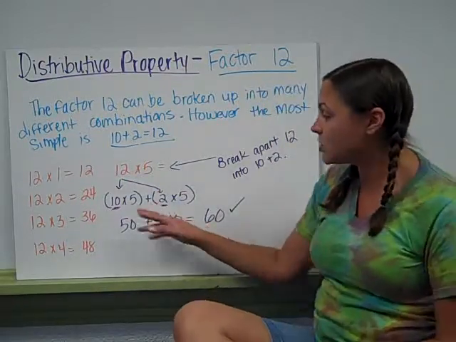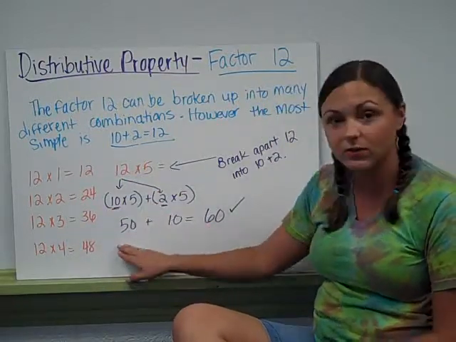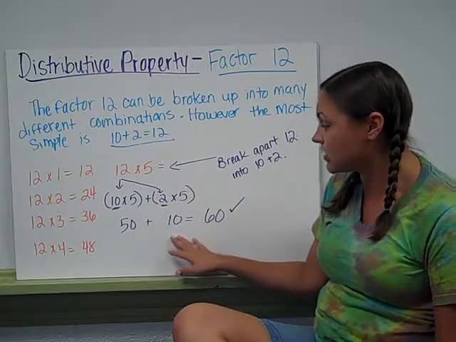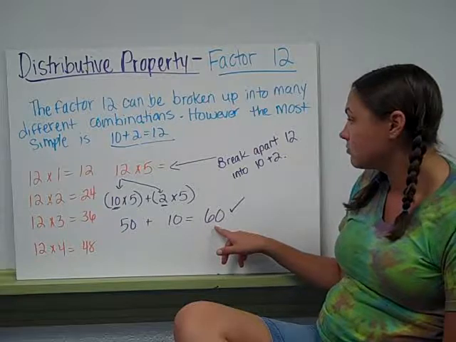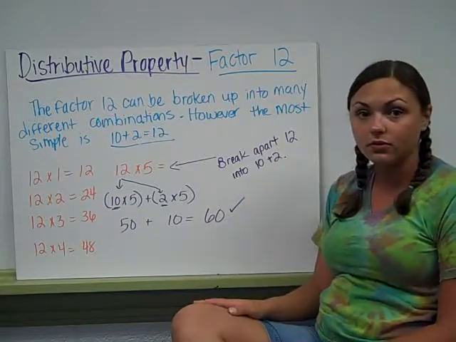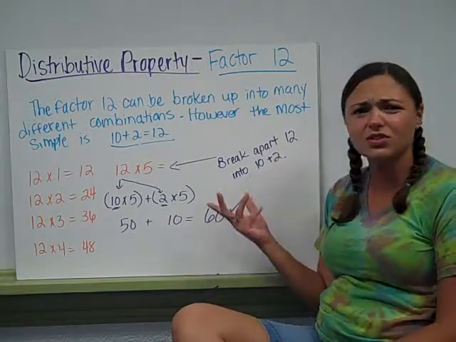So now I have the two smaller problems, 10 times 5, which is 50, and 2 times 5, which is 10. And I can just add both of those up, which gives me 60. Always break apart the 12 into 10 and 2. It's just easier to work with, right?